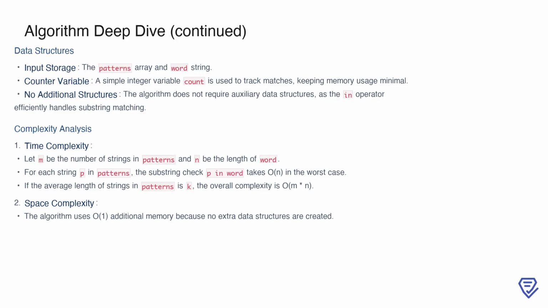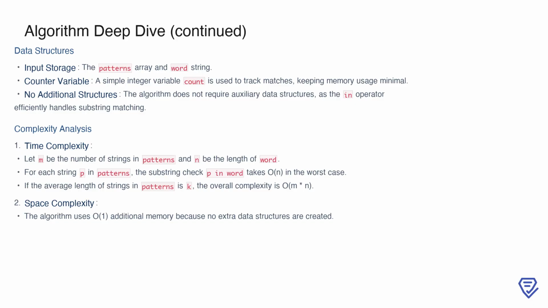The inputs consist of the patterns array and the word string. To track the number of matches, we use a single integer variable, count. Beyond this, no additional data structures are required, as the in operator handles substring matching efficiently.